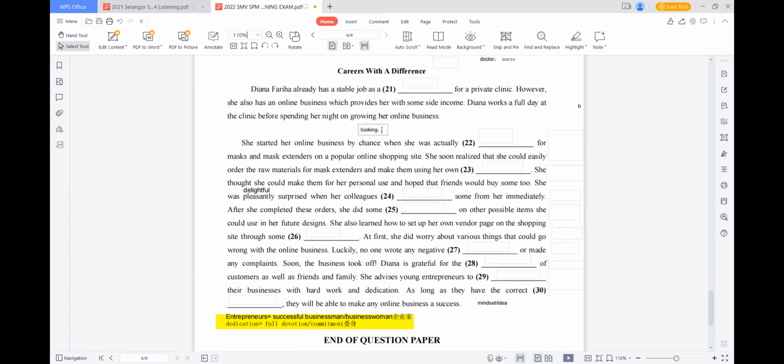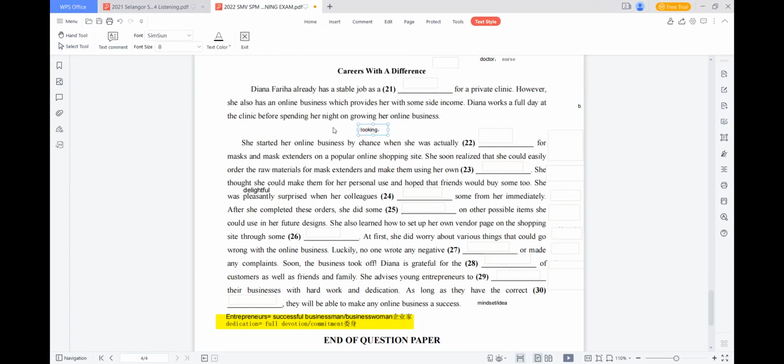Bought doesn't seem correct. So we exclude bought. She was actually buying. Okay, maybe buying for on a popular online shopping site. Okay, let's see. Okay, so she soon realized that she could easily order the raw material for mask extender and make them using her own what?